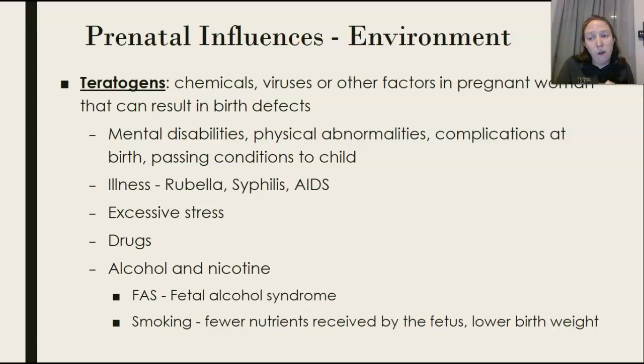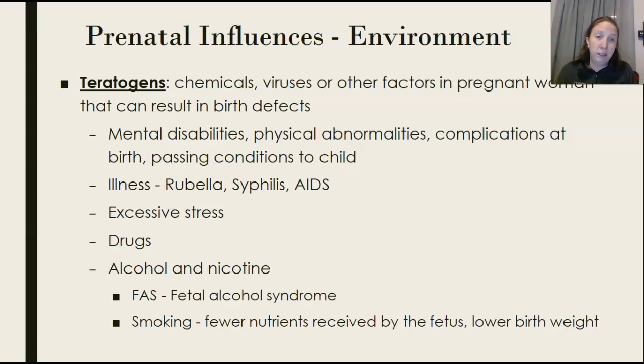So the first category of those are illnesses. And so rubella, or the German measles, syphilis, and AIDS are all things that could affect the development of a fetus or a baby. Rubella can result in blindness, deafness, heart abnormalities, or stillbirth. Syphilis could result in mental disabilities, physical deformities, and miscarriage. And AIDS can be passed down to the child prior to birth, so then they are born with it. Excessive stress can cause a fetus to not develop properly.